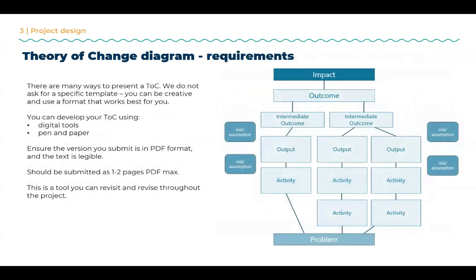As I said before, you can develop your theory of change as a PDF, but when you're developing it, you can use digital tools or pen and paper. We don't mind how you develop it, but just make sure that it's uploaded in PDF format, ideally as 1 to 2 pages max, so that it's able to be attached to your application. And it's something that you can revise throughout the life of your project. We don't see this as a static tool.